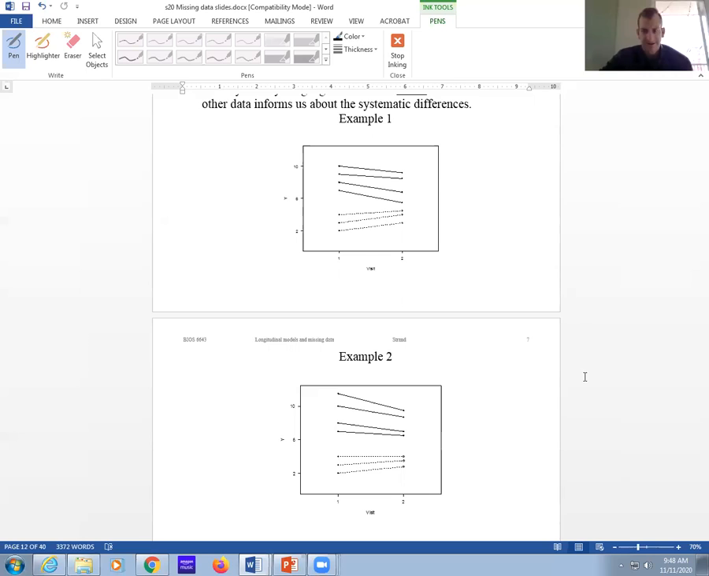Is it not missing at random because it's systematically lower than all the other values? Yes, I would say that example 1 is missing not at random because of the pattern that we saw for the subjects that were missing. That suggests that the missingness depends on the missing Y, right? So I would say example 1 is missing not at random.